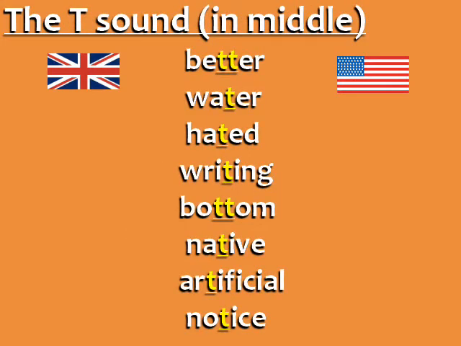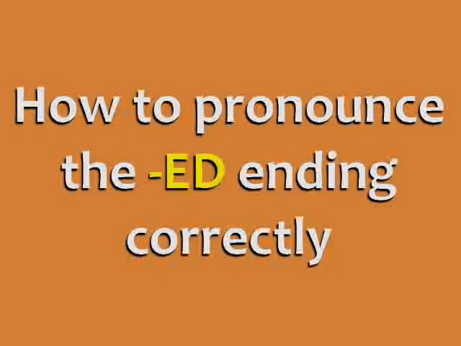Finally, the T sound in the middle of the word can be different in British and American English. In this situation, Americans often pronounce the letter T like a quick D sound. Listen to the difference. Better, water, hated, writing, bottom, native, artificial, notice.